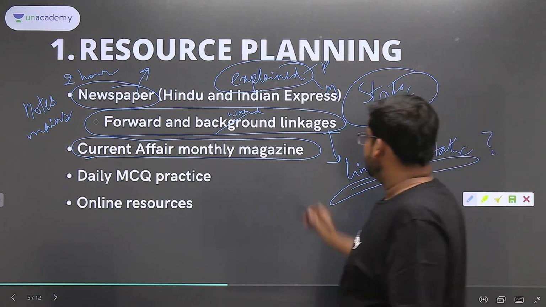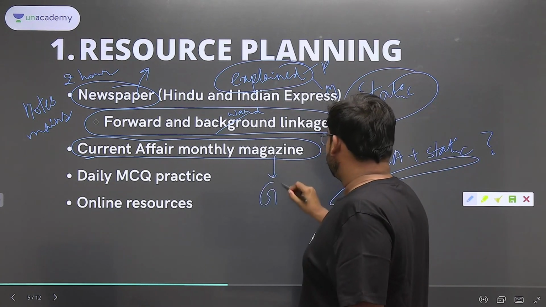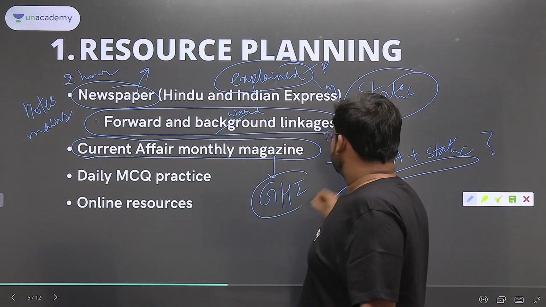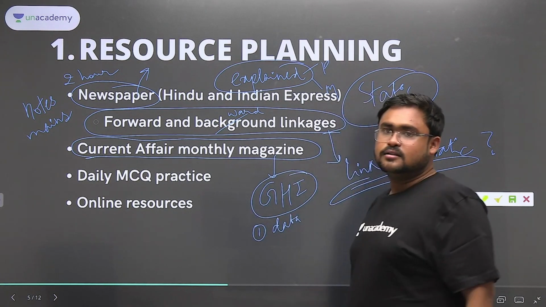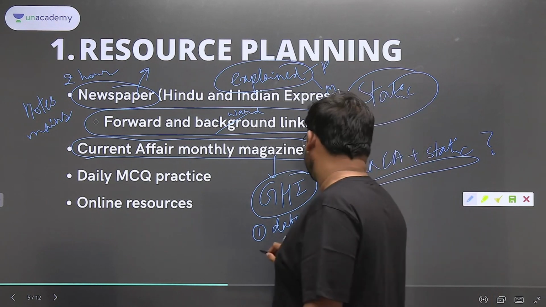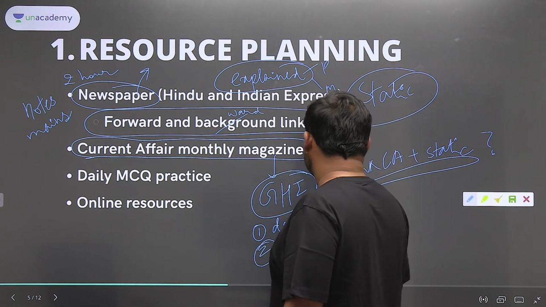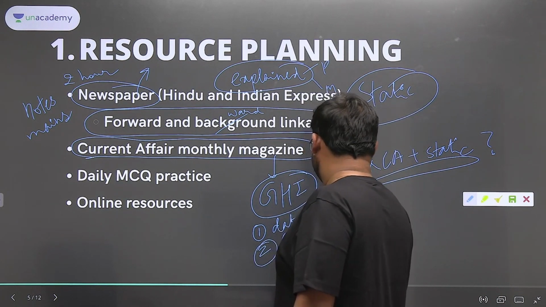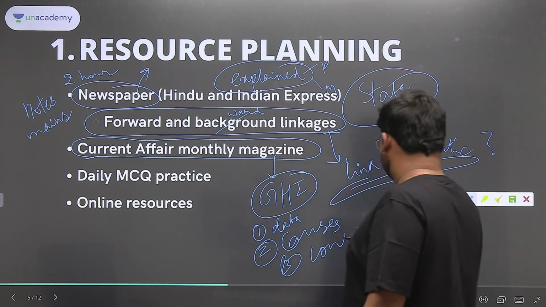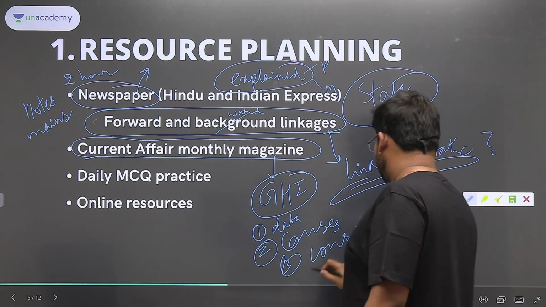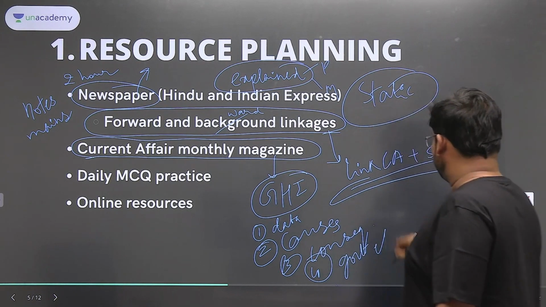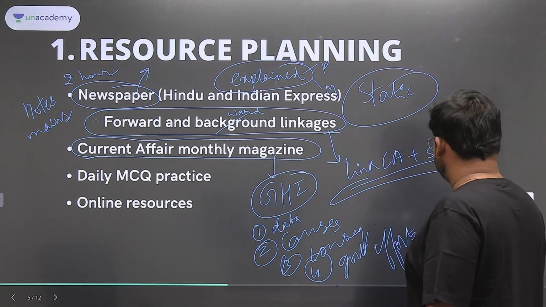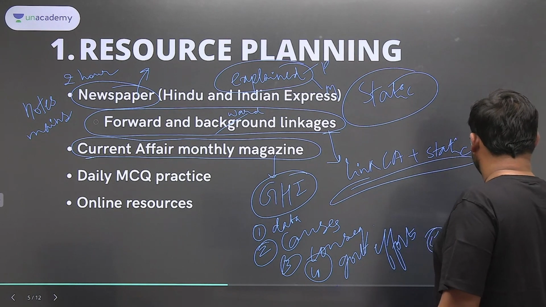For example, the news is about the Global Hunger Index. So note down the data. What is India's rank? How many hungry people are there in India? Second, causes of hunger. Third, consequences of hunger. The fourth thing, government efforts, and the fifth thing, way forward and conclusion.